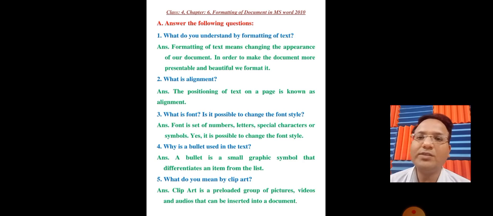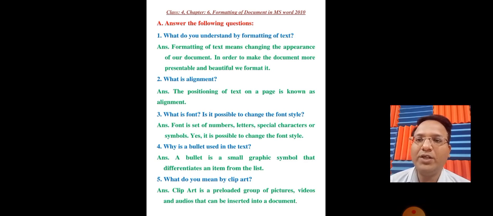Now, next question is, what is alignment? The positioning of text on a page is known as alignment. Means by the alignment you can shift the position of the text from left to right. Now next question, what is font? Is it possible to change the font style? Font is a set of numbers, letters, special characters or symbols. And yes, it is possible to change the font style. Means whatever you are typing in MS Word, it is called font.